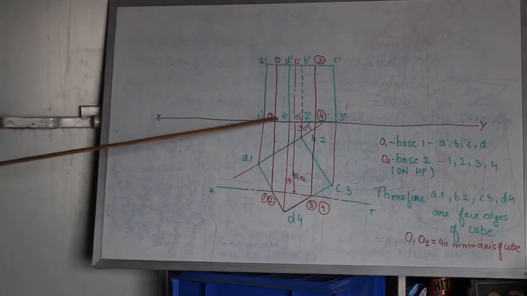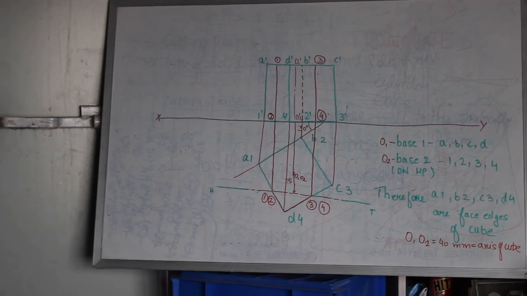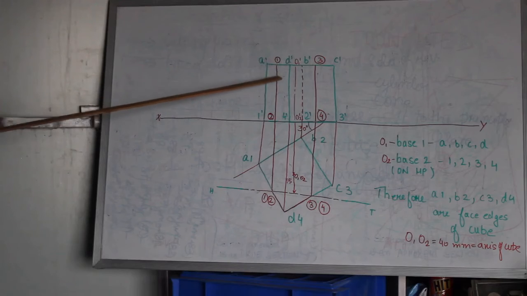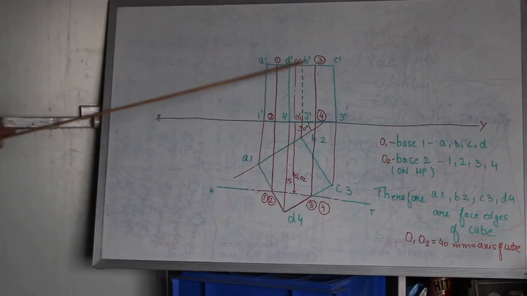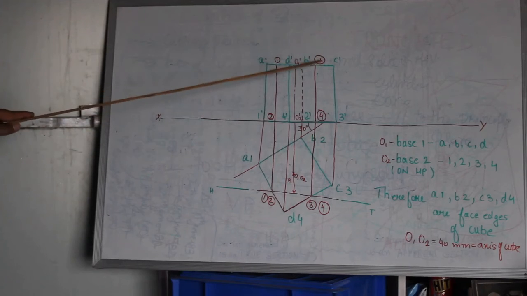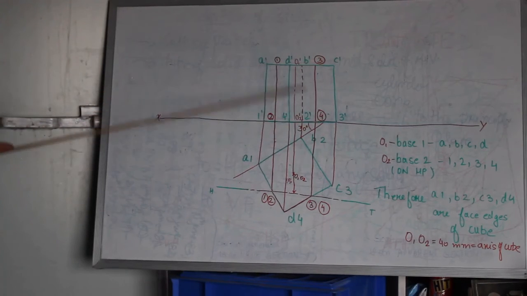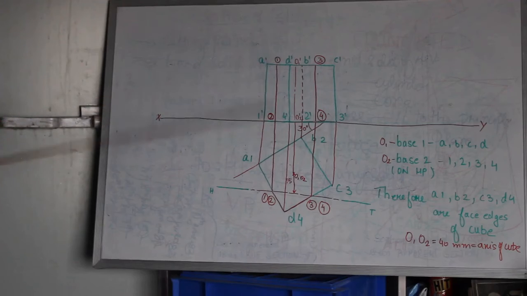So this light line will now be converted to a dark line, and I'll remove the red pen here and make it with the green dark line. I'll make it dark. Between 3 and 4 I'll make it dark. Between 1 and 2 I'll make it dark.